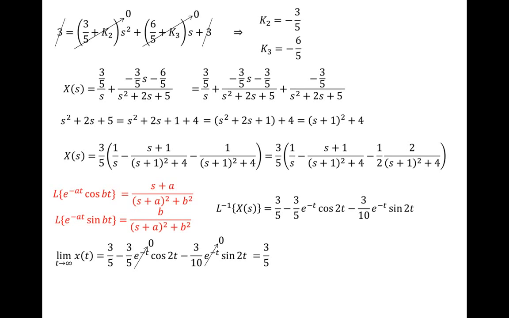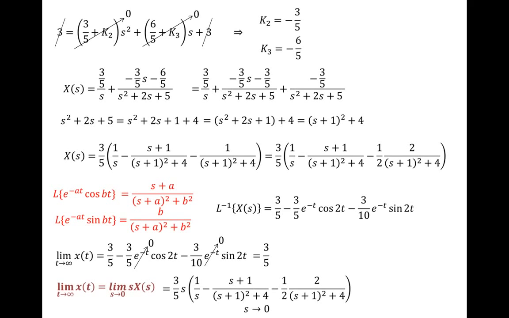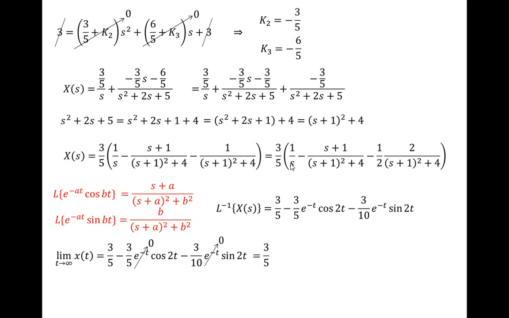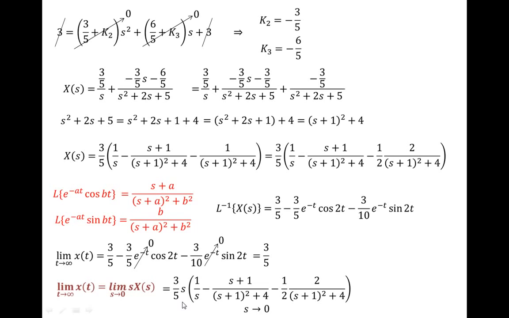In another way, I can use the final value theorem in order to calculate the final value of x of t. The final value theorem says the limit of x of t when t goes to infinity is equal to the limit of s times X of s when s goes to 0. So I have X of s here. If I multiply by s and take the limit, I will have 3 over 5 s multiplied by this factor. By taking the limit when s goes to 0, the final value will be 3 over 5, which is exactly the same as the value we got from the limit of x of t when t goes to infinity.